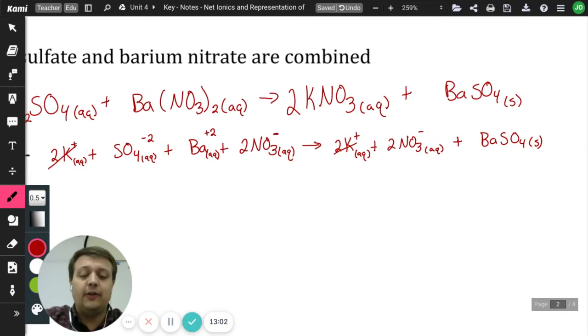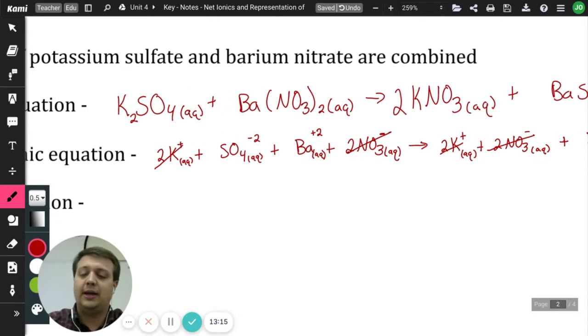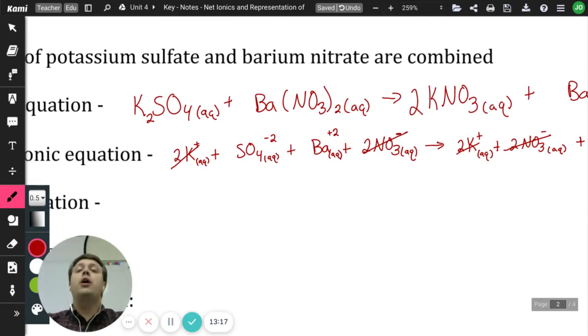I've got sulfate on the left, but it did change, so it did something. Barium's on the left here, but it changed again, so something happened. Nitrate's on the left and nitrate's on the right, so it is also a spectator ion. So now I've crossed off everything that's a duplicate on either side of the equation. So then I need to go back in and rewrite the equation with just my participants.